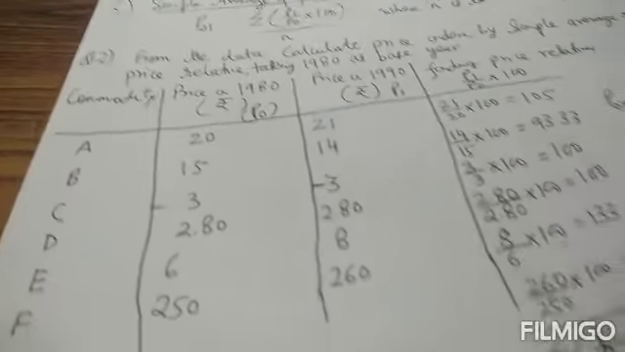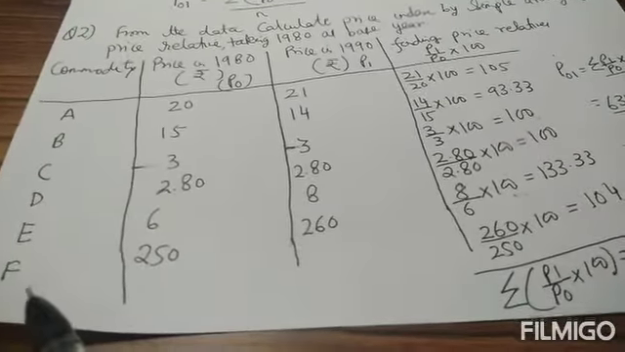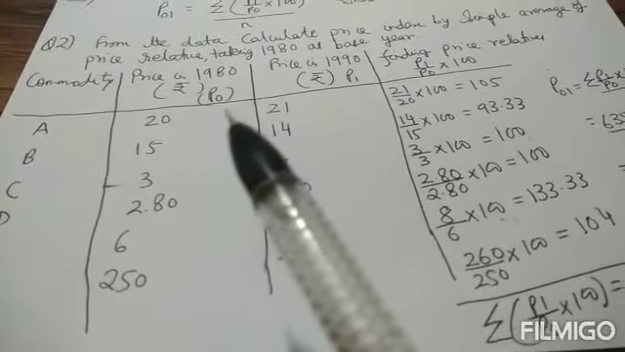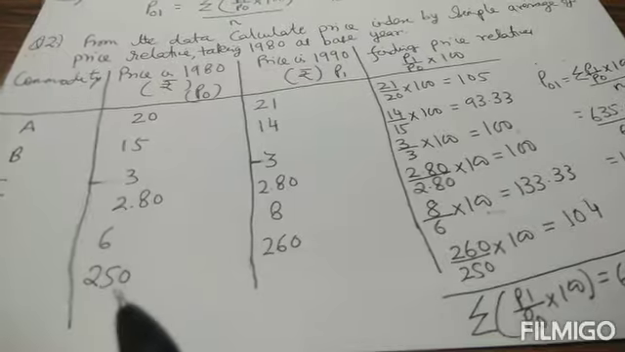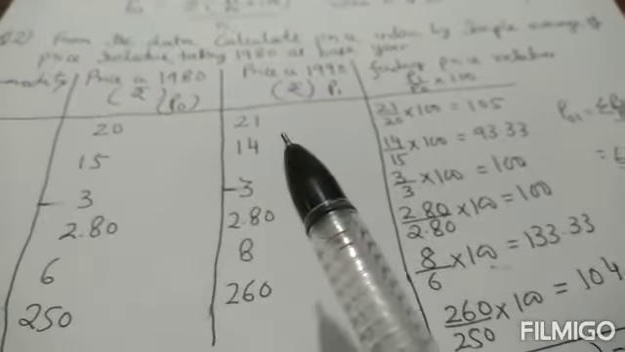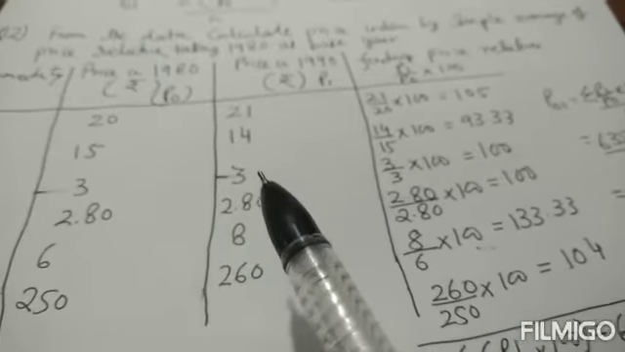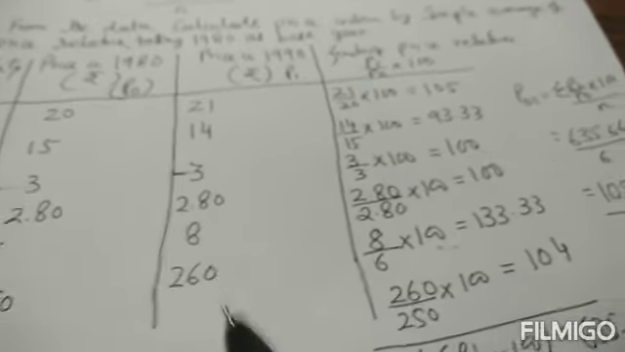So we have commodities A, B, C, D, E, F. Price in 1980 in rupees, which is our P0: 20, 15, 3, 2.80, 6, 250. Price in 1990 in rupees, which is our P1: 21, 14, 3, 2.80, 8, 260.